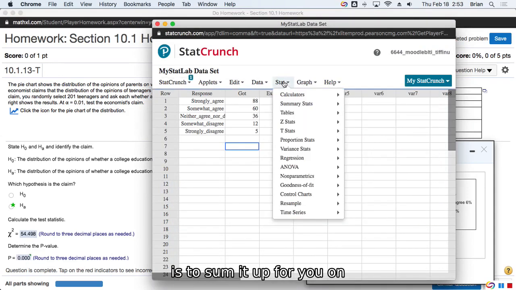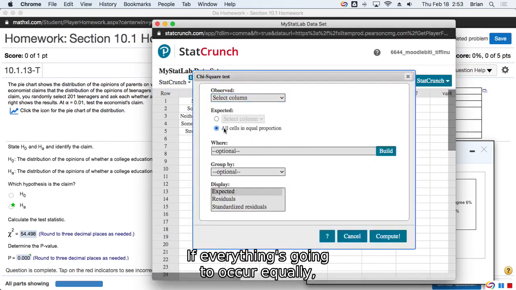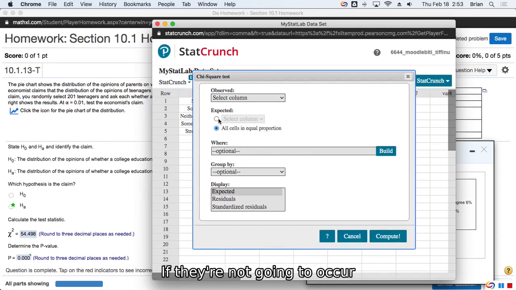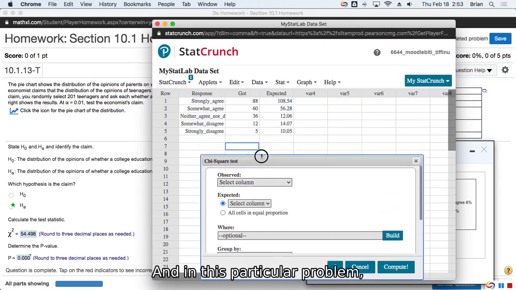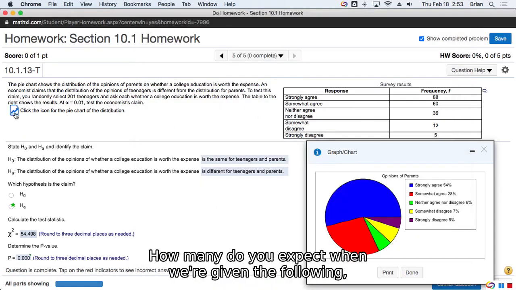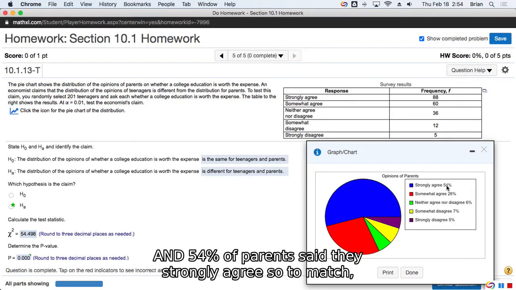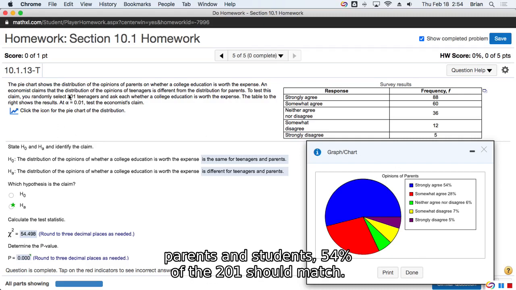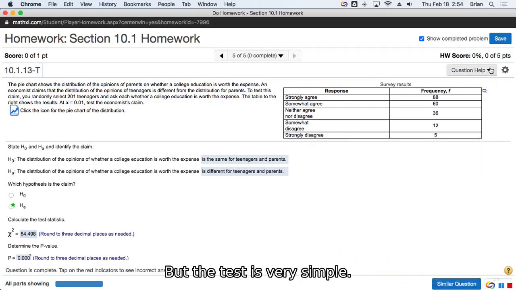So, to sum it up for you, on a goodness of fit test, we're doing chi-squared. If everything's going to occur equally, you click the all cells in proportion. If they're not going to occur equally and everything's slightly different, you have to have an expected column. And in this particular problem, we needed to calculate our expected values for this column because we weren't given how many to expect. We were given a percent, and we were given the number of people who were asked. So if 201 teenagers were asked, and 54% of parents said they would strongly agree, to match parents and students, 54% of the 201 should match. So we had to do a little bit of math up front, but the test is very simple.